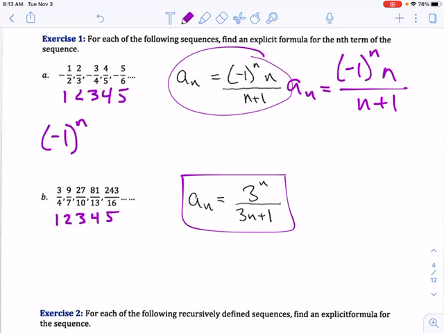So when n is equal to 1, the first numerator is 3 to the first. The second would be 3 squared. Another way of looking at that is that the numerators have a constant ratio. So the numerators themselves are a geometric sequence.